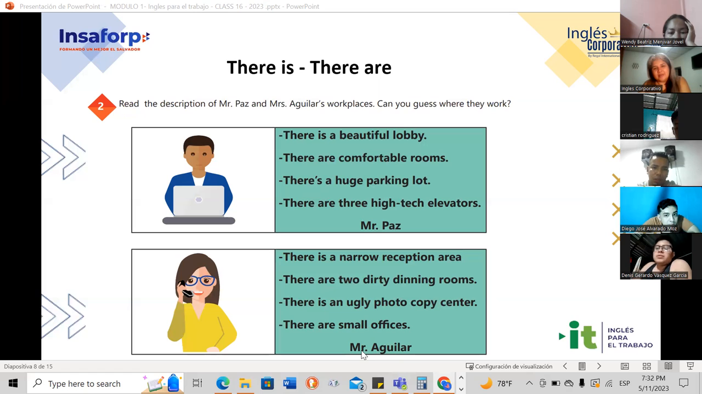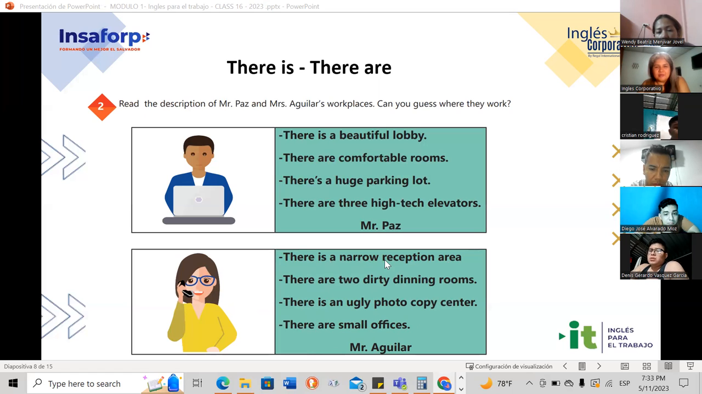Okay, now, Mrs. Aguilar, there is another reception area. La reception area es similar al lobby, okay. There are two dirty dining rooms. Okay. There is an ugly photocopy center. There are small offices. Which place do you think that is where she works?